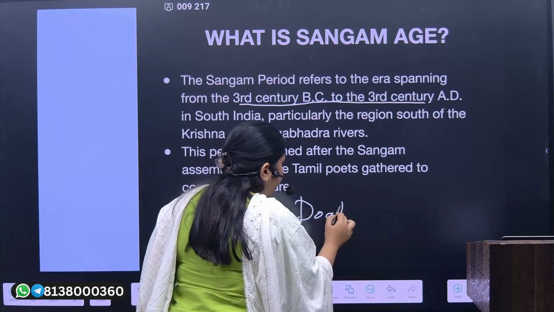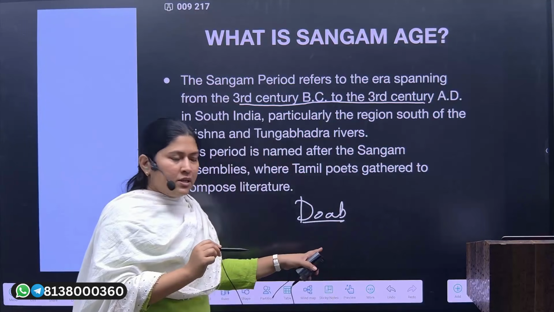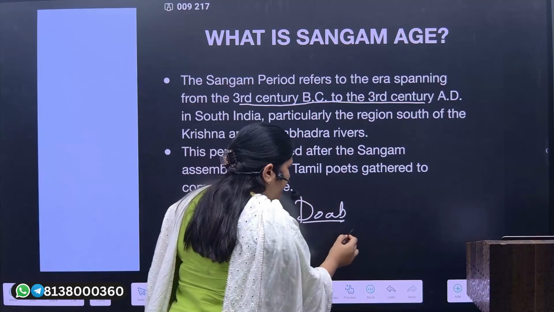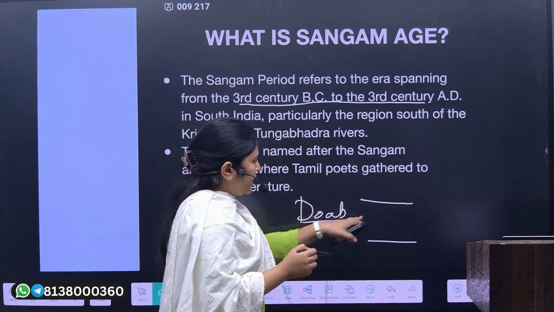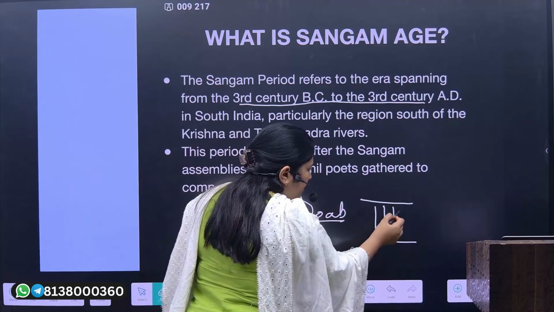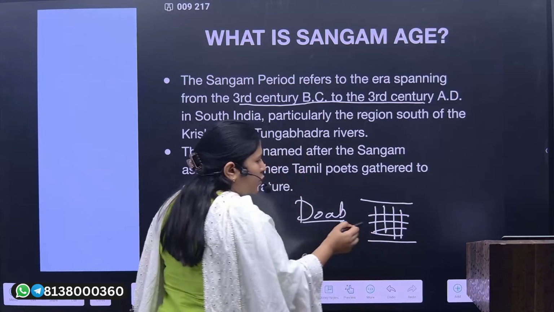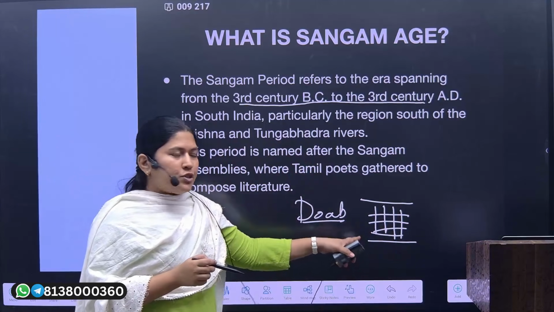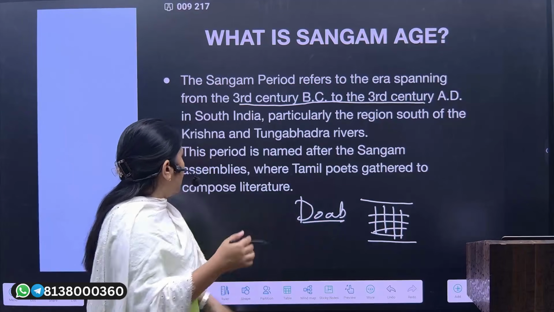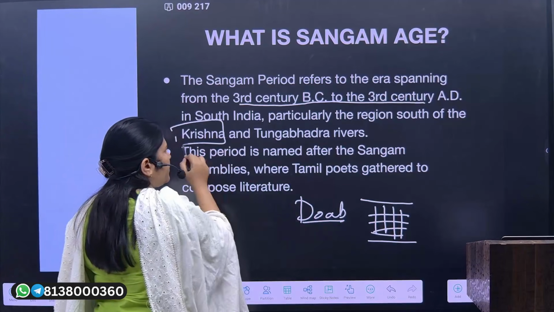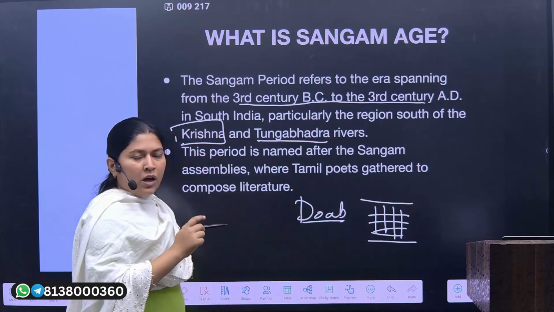What is the Doab region? Doab is a region which is in between two rivers. For example, this is a northern river running and this is a southern river. So a region between these two rivers is known as the Doab region. Okay, so the Sangam age was a Doab followed in the Doab region, especially with respect to the Krishna river and the Tungabhadra rivers.